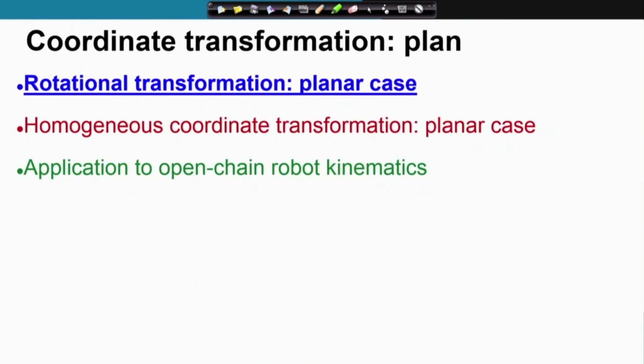Now, our plan for coordinate transformation I have listed out here. We will begin by looking at the rotational transformation, the planar case. Then we will look at the homogeneous coordinate transformation in the plane, and we will finally look at applications of the concept of coordinate transformation for analysis of open loop, open chain robots.